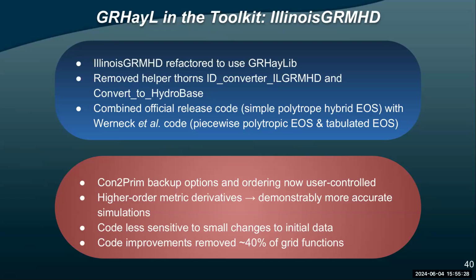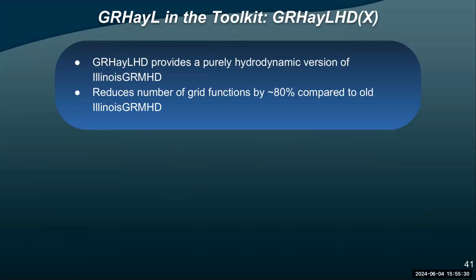We also provide simplified thorns, GRHayl-HD and GRHayl-HDX. GRHayl-HD provides a purely hydrodynamic version of IllinoisGRMHD, and this reduces the number of grid functions by 80% instead of 40% relative to the old IllinoisGRMHD, because we can remove a large number of additional variables since we don't have any of the magnetic variables. We don't need to store some of the reconstructed variables anymore. So we can really clean up what was going on in the thorn if it's truly pure hydro.